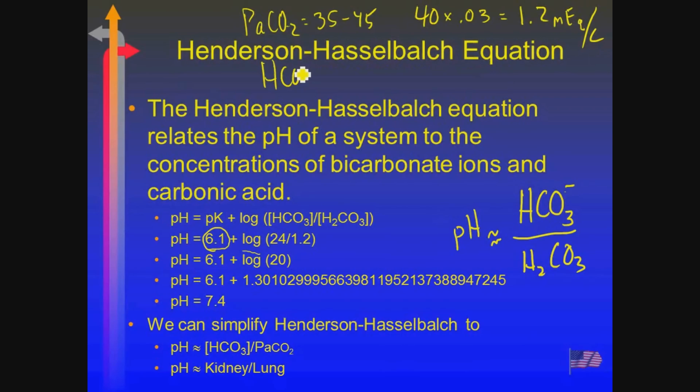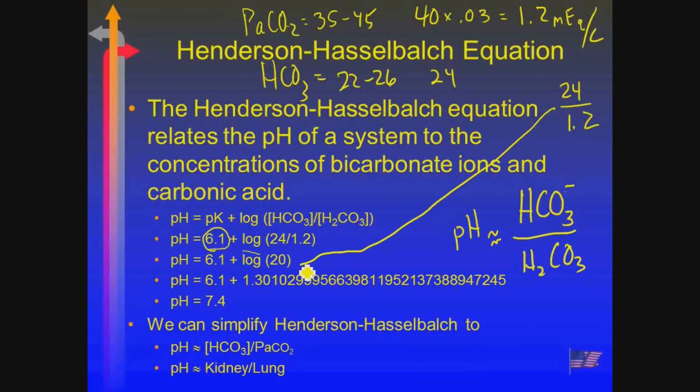What's a normal bicarbonate level? 22 to 26. Let's call it 24. It's in the middle. So 24 over 1.2, right? 20 to 1. Wow. That's where that comes from, just so we were clear.